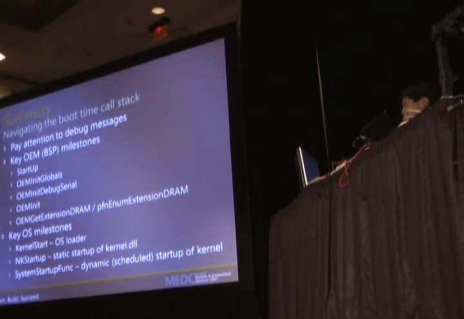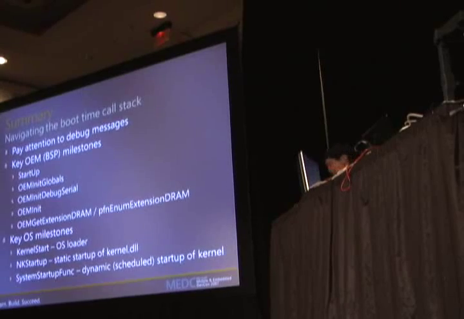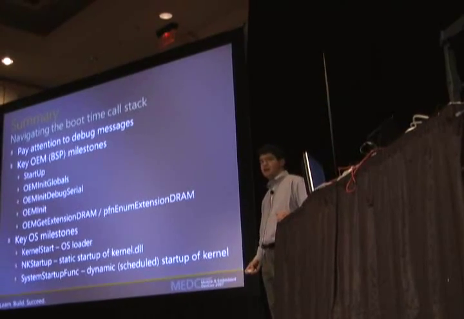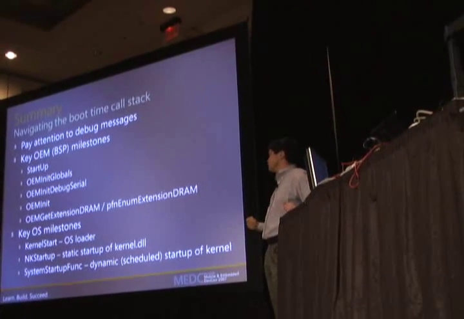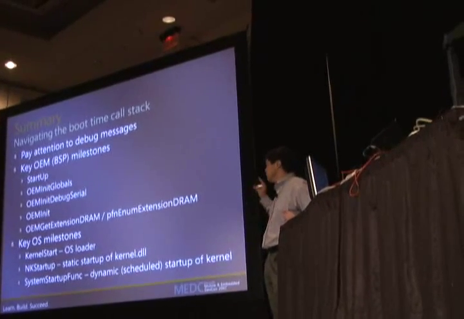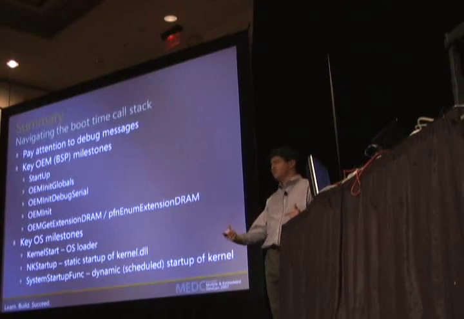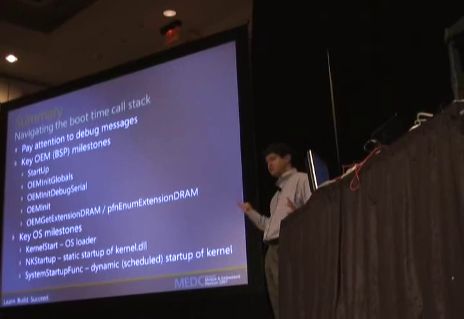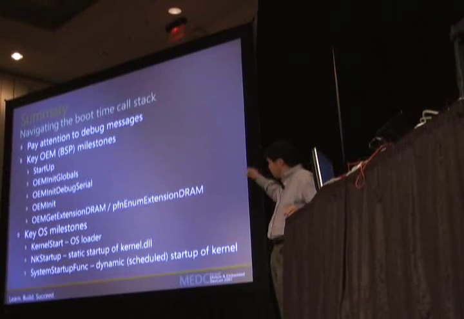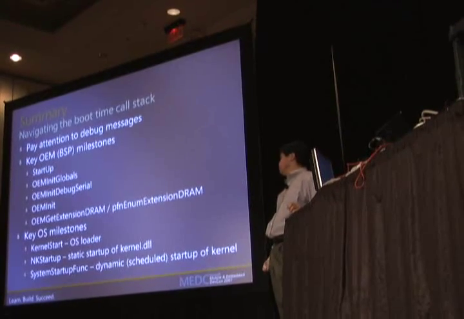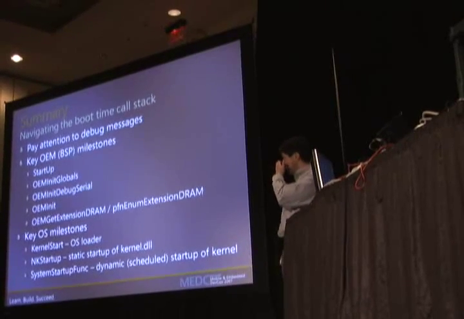And so in summary, probably the most important thing to do is pay attention to the debug messages. That's kind of an obvious one. You should do that early on. From the BSP perspective, the number one place to look, of course, is startup. But then there's a series of other OEM functions where you get called. OEM init globals isn't really your function, although I listed it here as a BSP function just because I got lazy. But we initialize a serial output before you call OEM init, and then, of course, we look for extra memory.